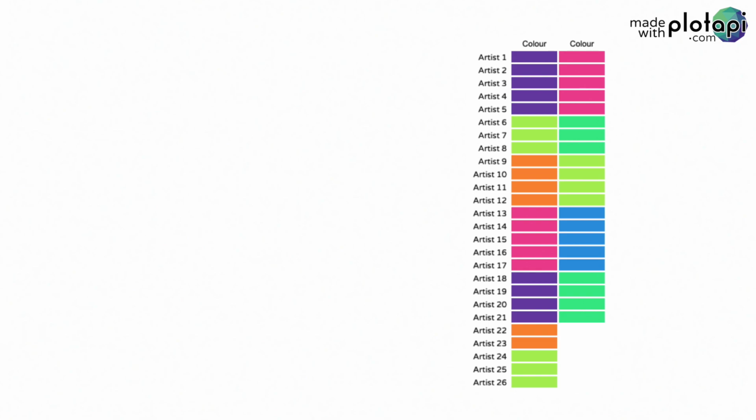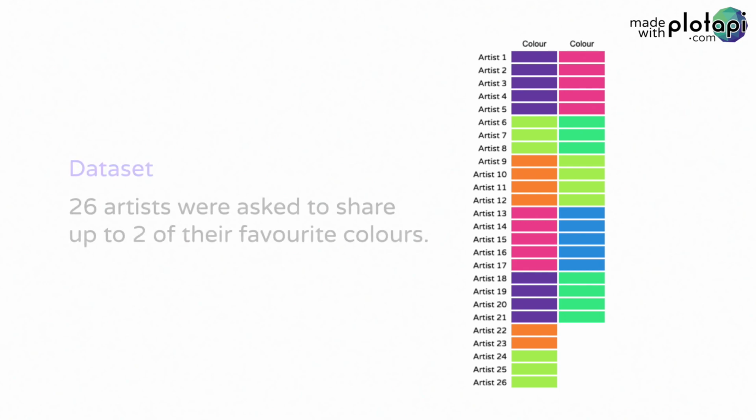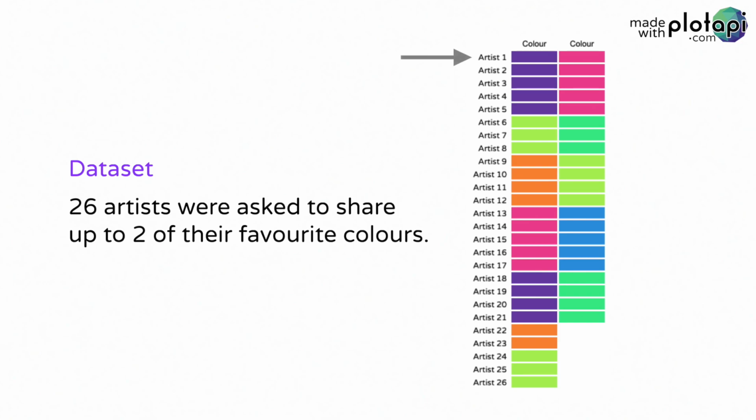Here you can see a dataset which I've created especially for this video. It has the following context. 26 artists were asked to share up to 2 of their favorite colors. So we can see that artist 1 has chosen purple and pink, and artist 24 has only selected lime.